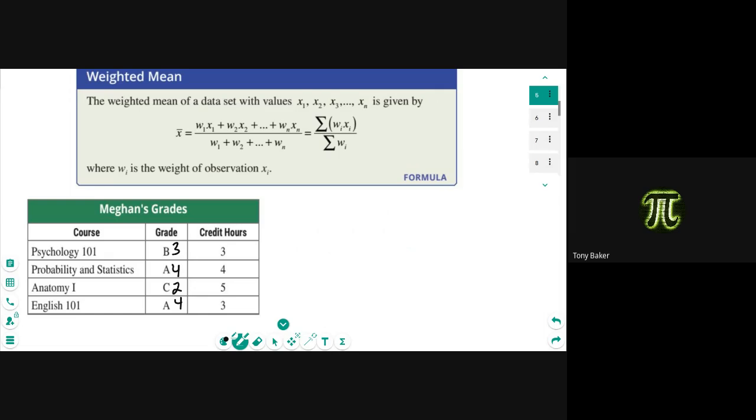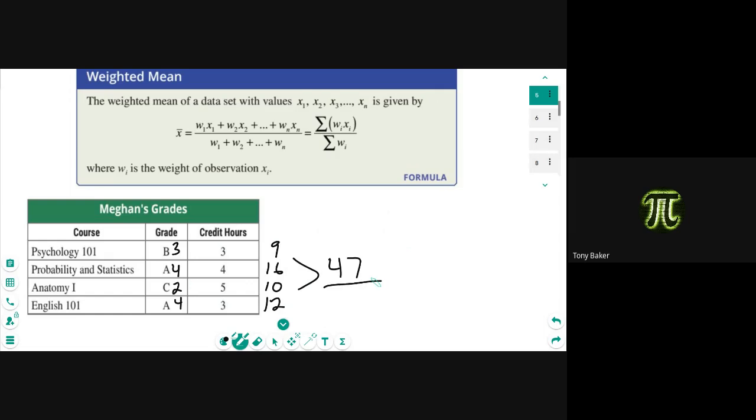So to do a weighted mean, we'd multiply first. So what's 3 times 3? 4 times 4? 2 times 5? 4 times 3. Okay, how many do I have? If I add those up, what do I get? 47? Or 40? 18, 47. Okay. I was doing it in my head. I could have totally been wrong. All right, so I got 47.